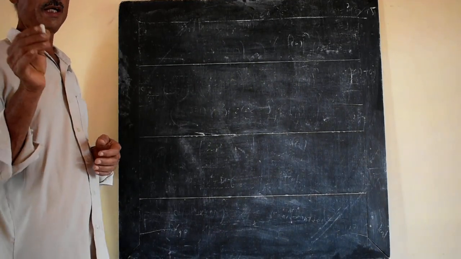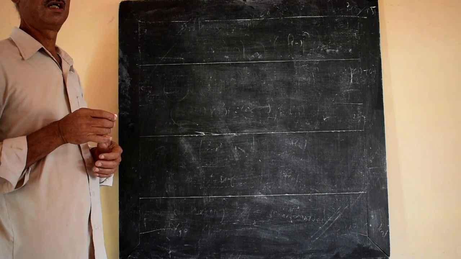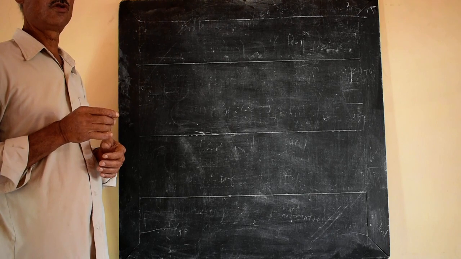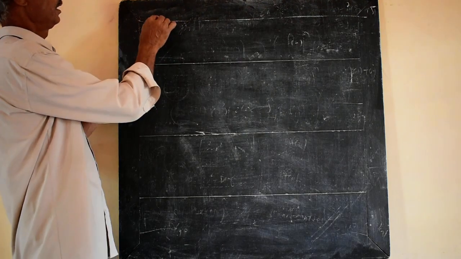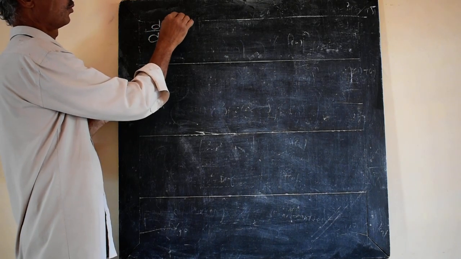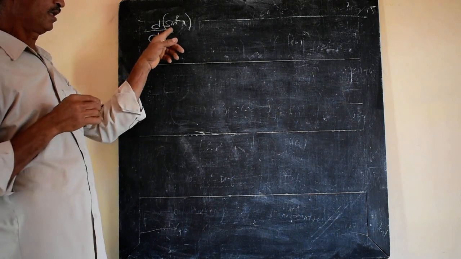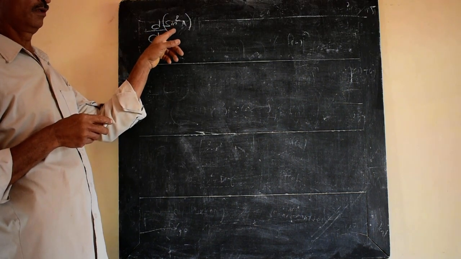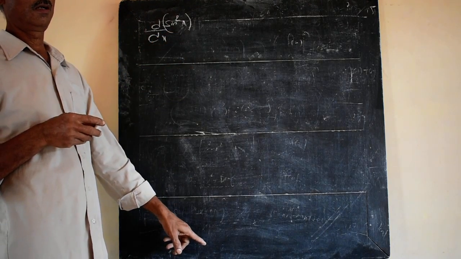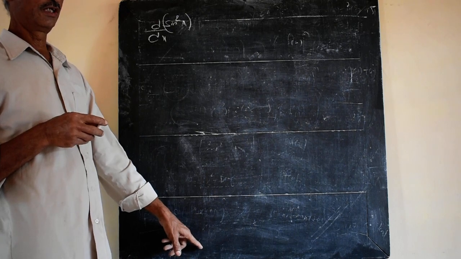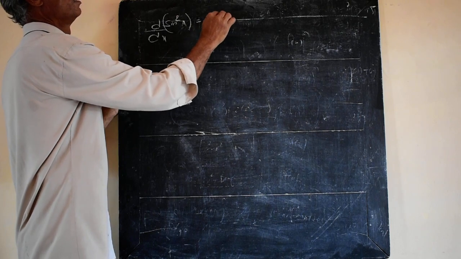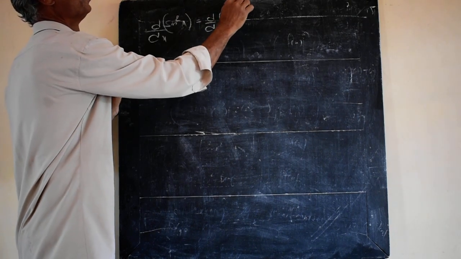I will take d by dx of sin square x once again, because some portion of this derivation was not visible on the board. Here it is, d by dx of sin square x. Some portion of this derivation was not visible on your screen because it was written at the bottom of the board. It is d by dx of sin x the whole square.